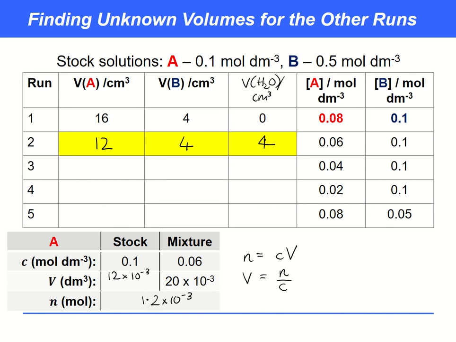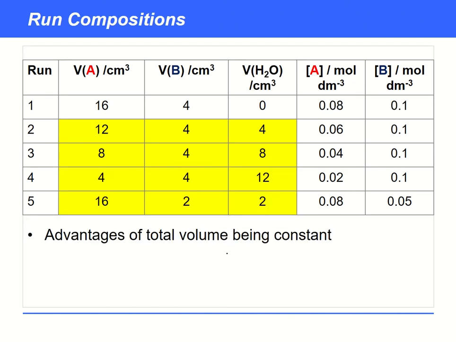So why not now pause the video and see if you can work out for the remaining runs what the volumes should be. Well, here are your answers. These are the volumes that we should have obtained for the remaining runs. And notice that for B, they're almost all the same except for that final one, which is a volume of 2, and this is the volume of H2O that you need.